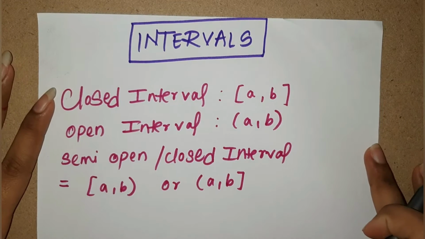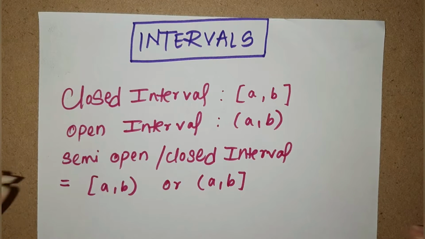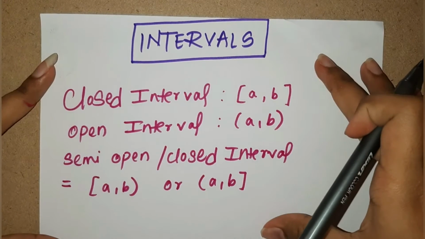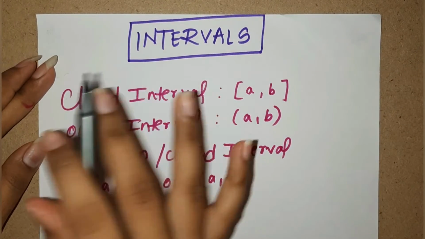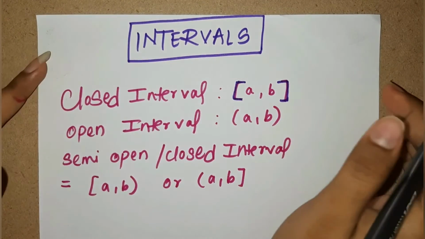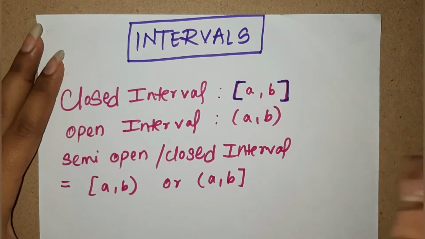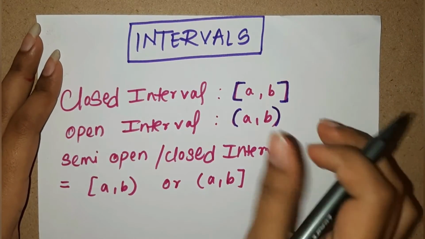So today we will be learning about intervals. It's very simple and very basic information which you have to study. What we know about closed interval is that it simply looks like this: square brackets, those are closed interval. What is open interval? Round brackets, that is open interval.